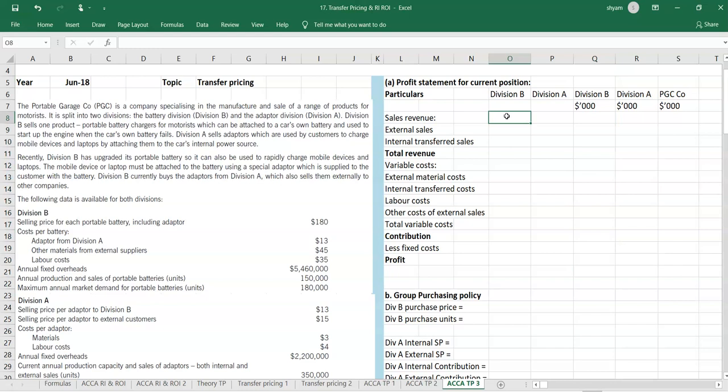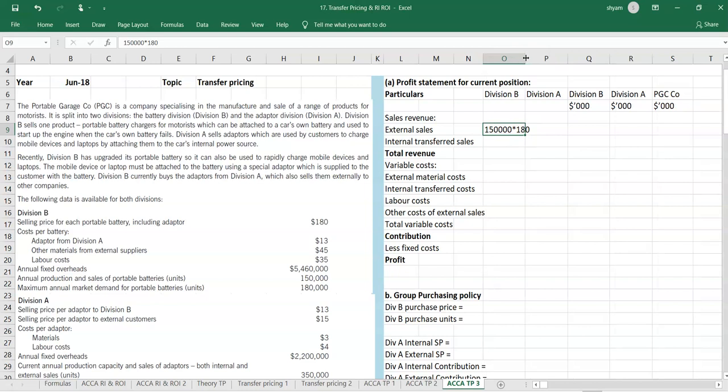So division B is selling only externally, and how many they are selling is 1,50,000 units at a price of 180. So that is external sales. And then internal sales are not there.